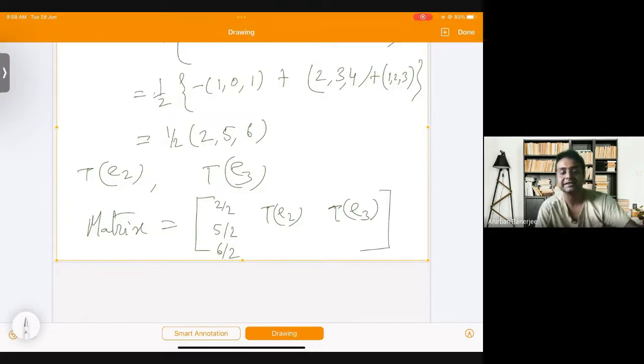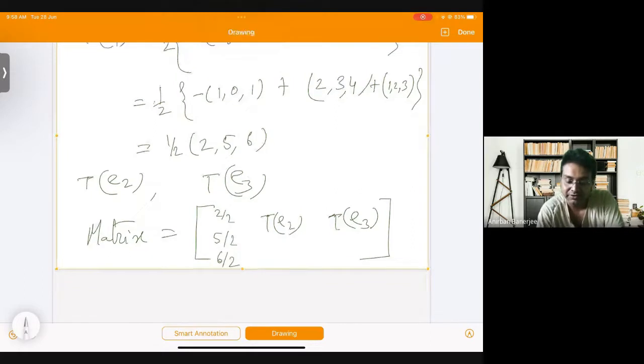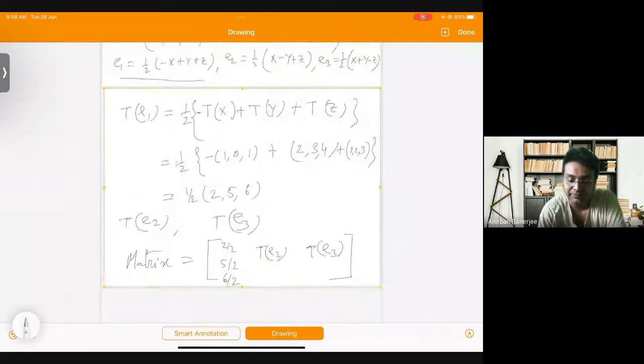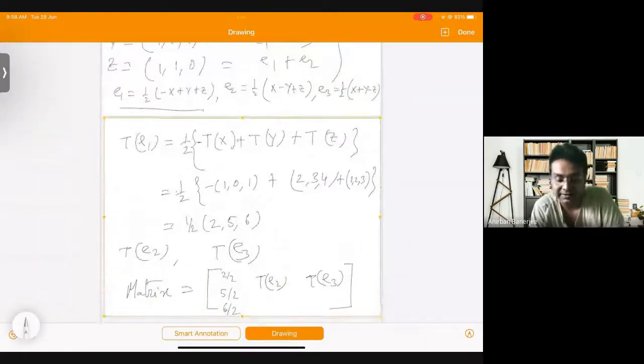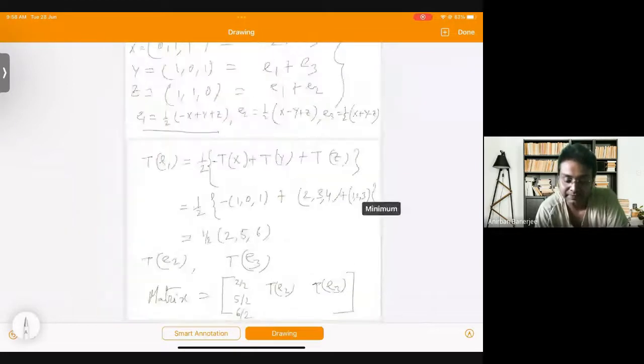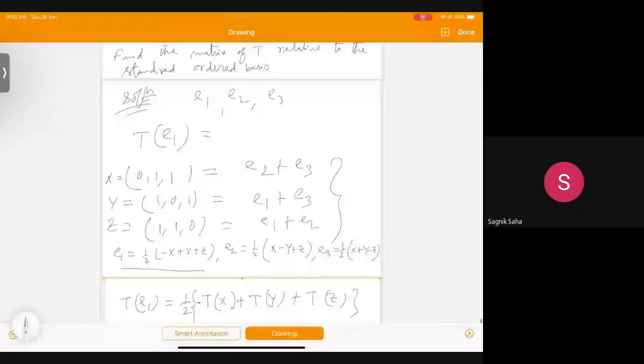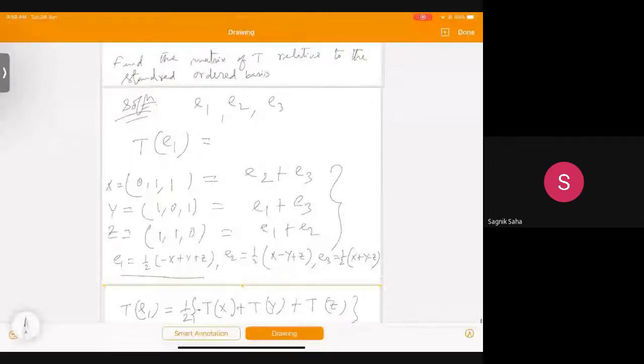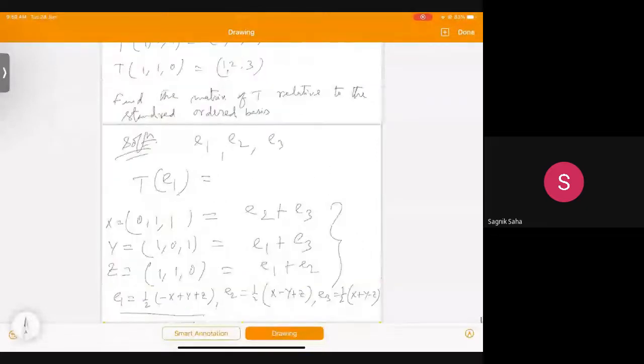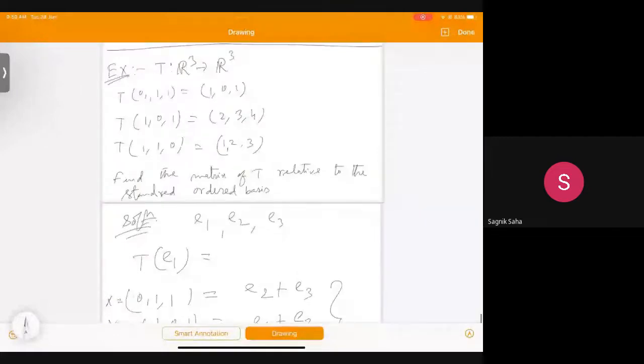Okay, is it clear? Any doubt, question? Yes, Agnik, please. So the coordinates that TE1 is giving, is it with respect to E1, E2, E3 or the basis that the original T was given in?